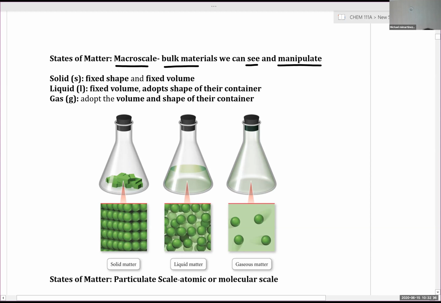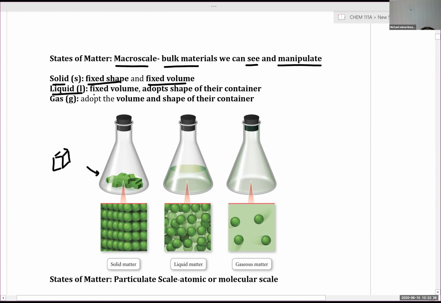So if we think about a solid for a moment, solids have a fixed shape and a fixed volume. So this cube has a fixed shape. It's not changing in shape. It's not dynamic based on the container. And it has a fixed volume. It occupies a discrete amount of space.